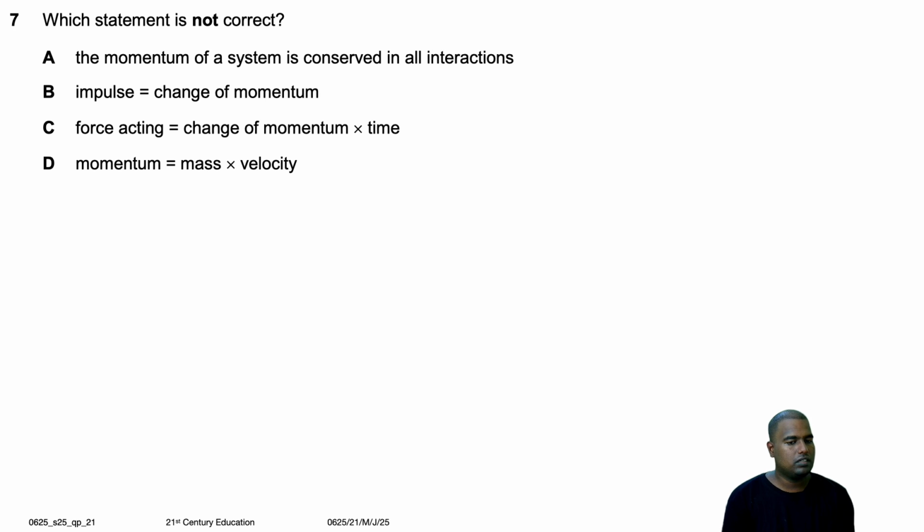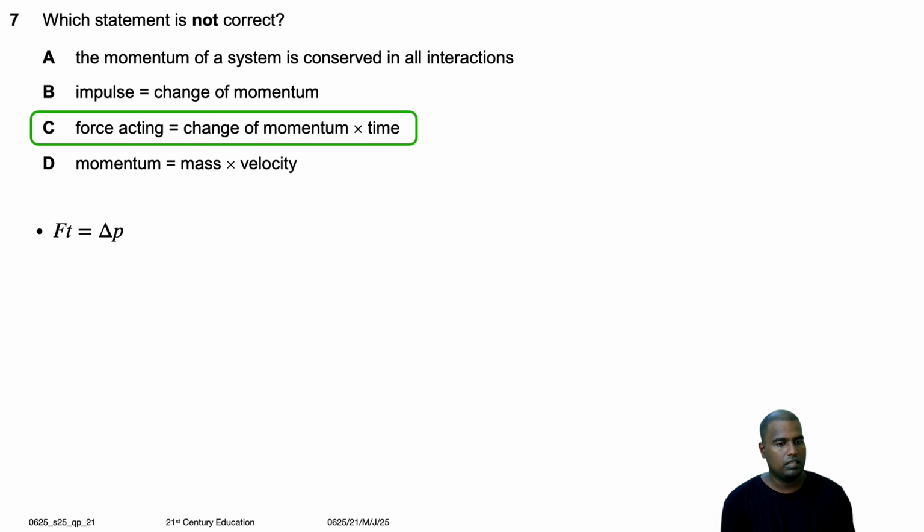Which statement is not correct? Momentum of a system is conserved. Option C is wrong because we know that force into time is change in momentum, but here force is change of momentum into time. So C is the wrong one. All the others are right. Momentum is mass into velocity. Yes, right. Impulse is change of momentum. Yes, right, that's the equation that we gave. Momentum of a system is conserved in all directions. Yes. So C is wrong.